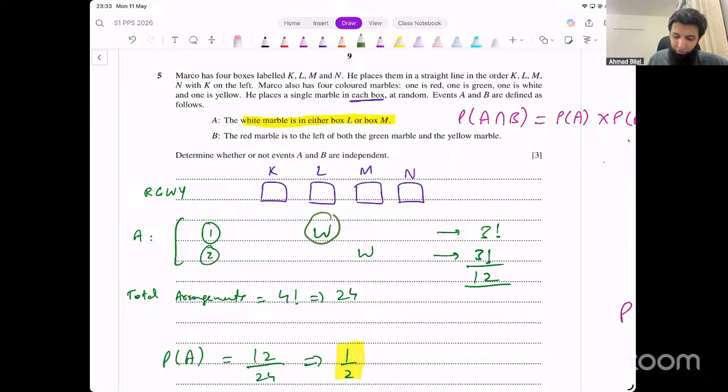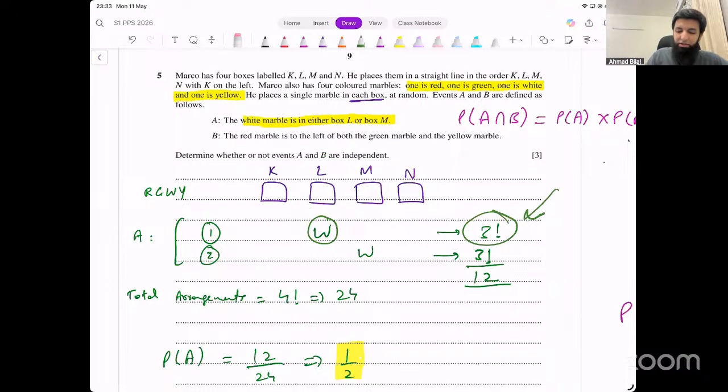So if white is in box L, this is one possibility. What are the number of possible ways we can have to fill the boxes in this case? So if white is in box L, we have 3 other boxes. In those 3 boxes, we have to place those 3 marbles. And they're all different colors, right? So 3 marbles, 3 boxes. In how many ways can we place them there? 3 factorial. That's the number of ways of filling the boxes if white marble is in box L.